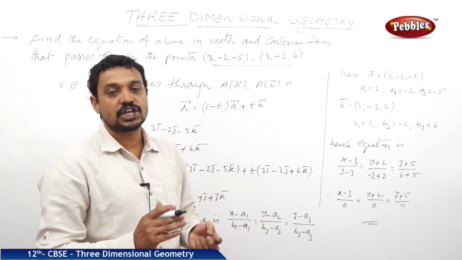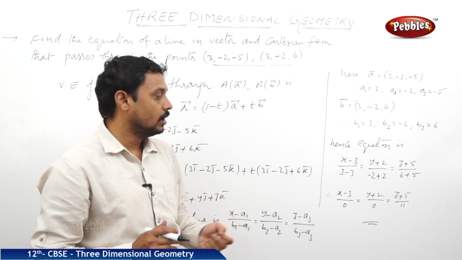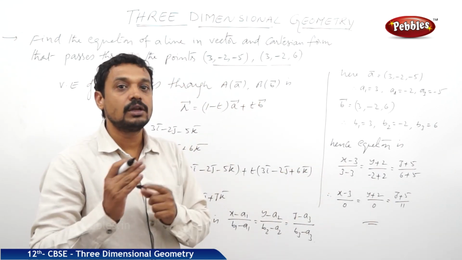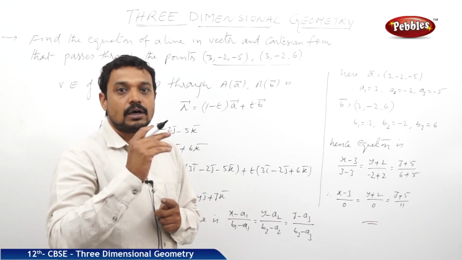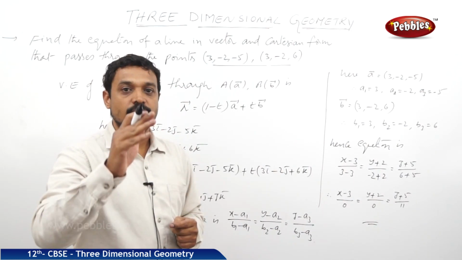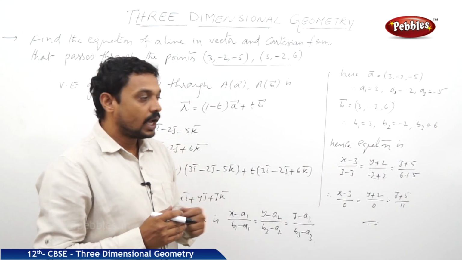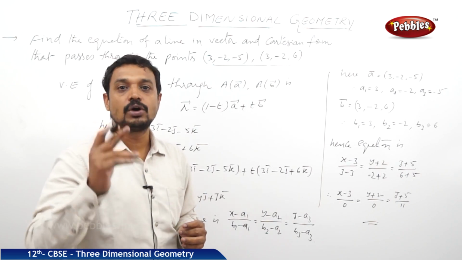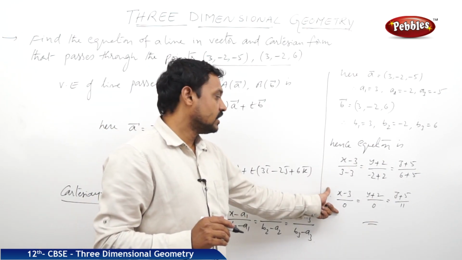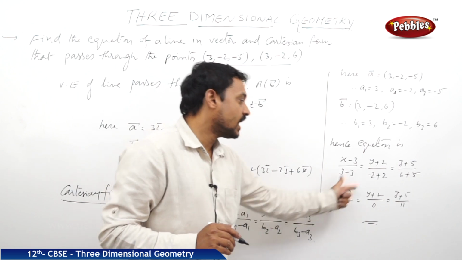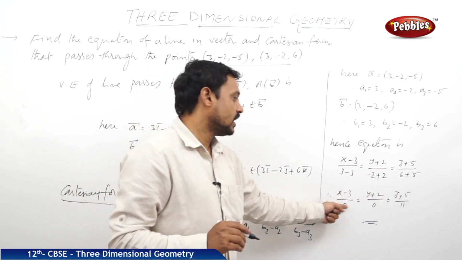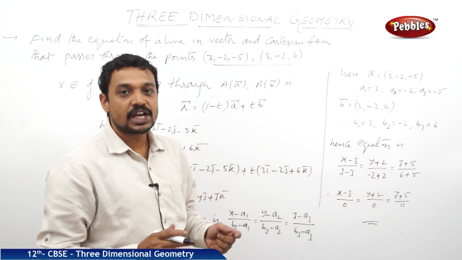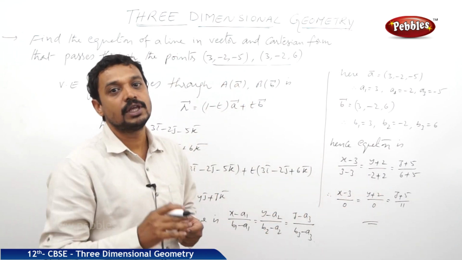On the z axis the direction ratios are 0 comma 0 comma some z component, and direction ratios on the y axis are 0 comma some y component comma 0, and direction ratios of the x axis are x component comma 0 comma 0. So here this line is parallel to the z axis, because the direction ratios 0 comma 0 comma 11 are the direction ratios of a line which is parallel to the z axis.